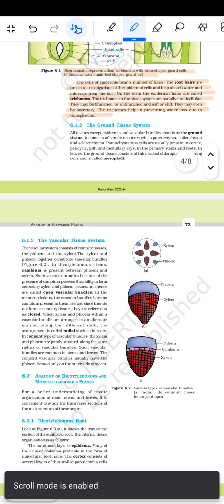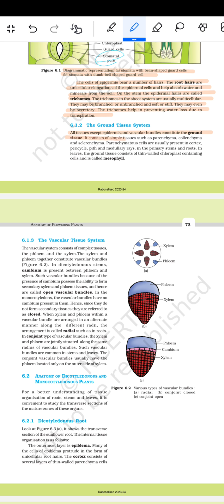उसके बाद फिर आता है the ground tissue system. All tissues except the epidermis and the vascular bundles constitute the ground tissue. It consists of simple tissues such as parenchyma, collenchyma, and sclerenchyma. Parenchymatous cells are usually present in the cortex, pericycle, and pith and the medullary rays in the primary stems and roots. In the leaves, the ground tissue consists of thin-walled chloroplast-containing cells and is called the mesophyll.